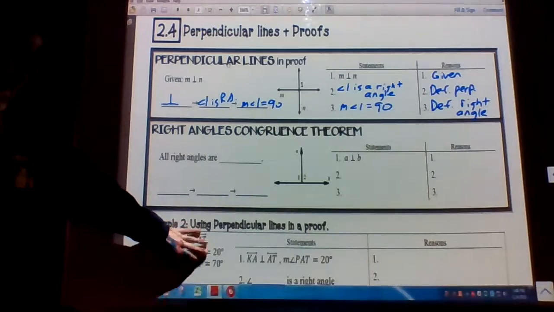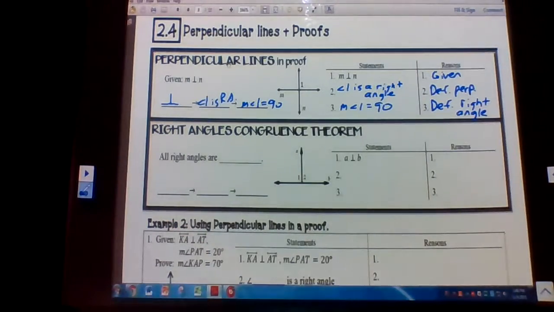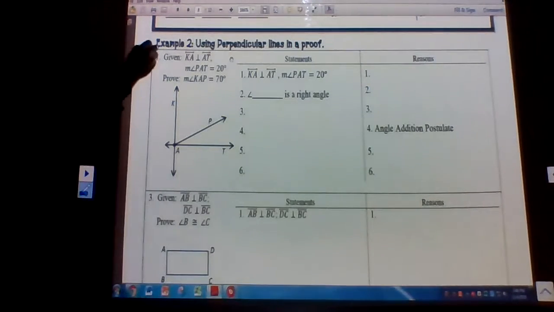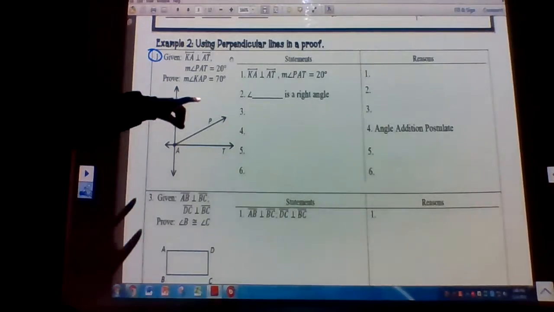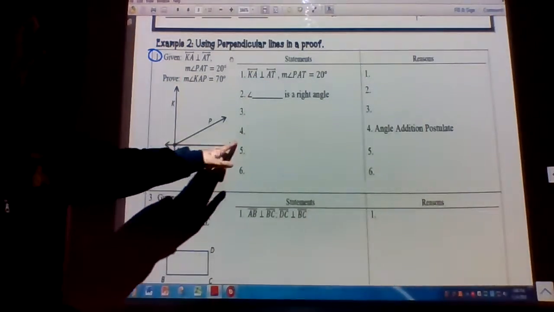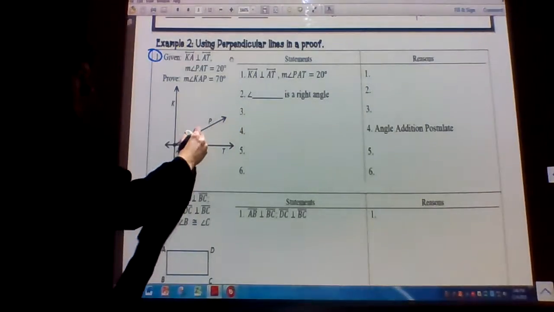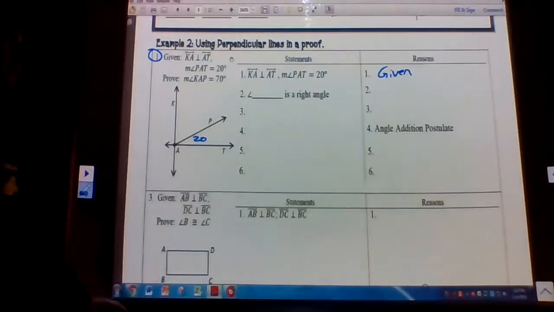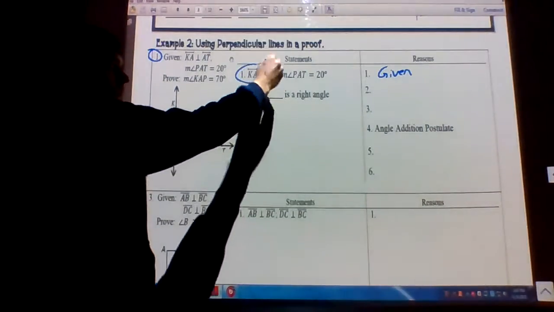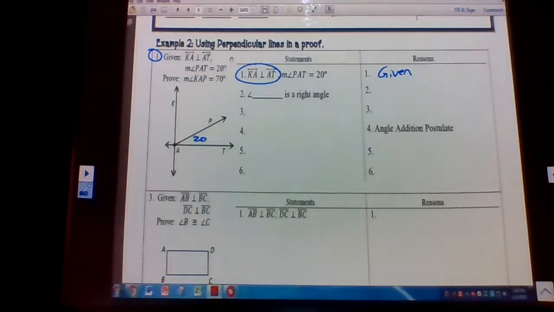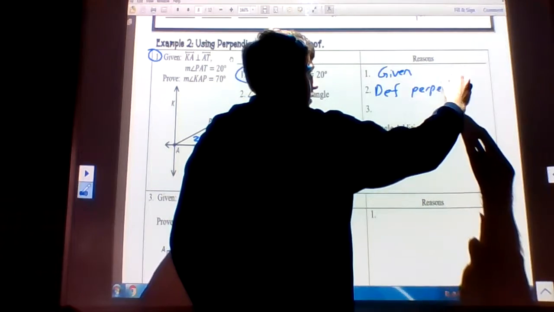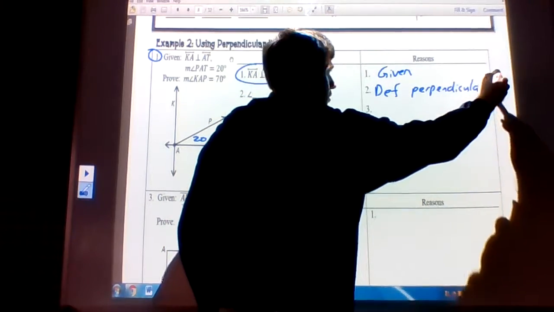So we're going to look at a proof here. We're given that KA is perpendicular to AT, and we're given that the measure of angle PAT is 20 degrees. So this is our given. We're going to use the fact that we have perpendicular, just like we did in our process. As soon as we have perpendicular lines, we can use the definition of perpendicular. You can abbreviate it if you want.